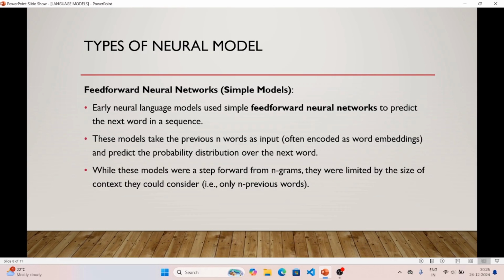Types of neural models. Feed-forward neural network. Feed-forward neural networks are basic models that predict the next word based on previous words in a sentence. They use a special number representation for words called word embeddings. These models were better than old models like n-grams, but they could only look at a smaller part of the sentence, so they missed the bigger picture sometimes.